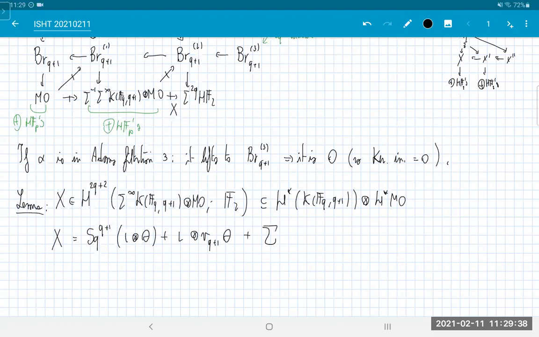plus the sum over 0 less than i less than... no, it cannot be 0. Did I copy this wrong? Sorry, one second, I'll check the original paper. No, it's right. Sq^i of iota tensor w_{Q+1-i} theta. Okay, so that's the class.